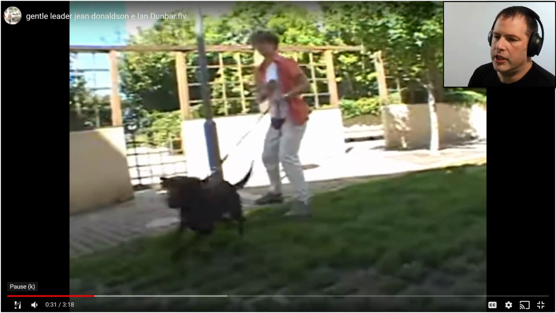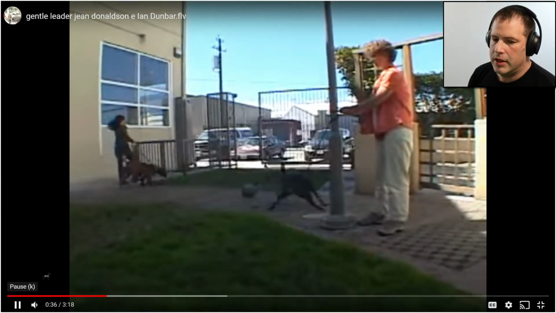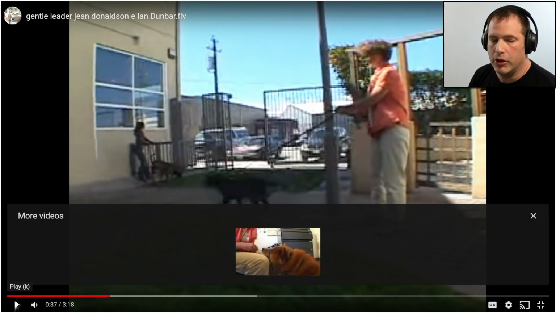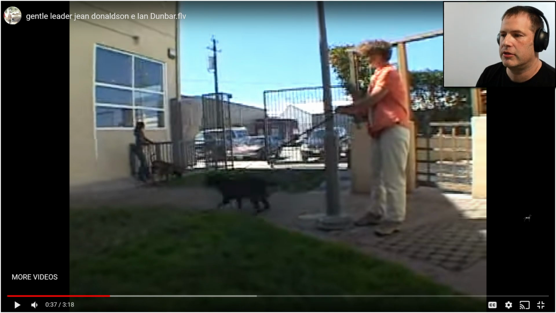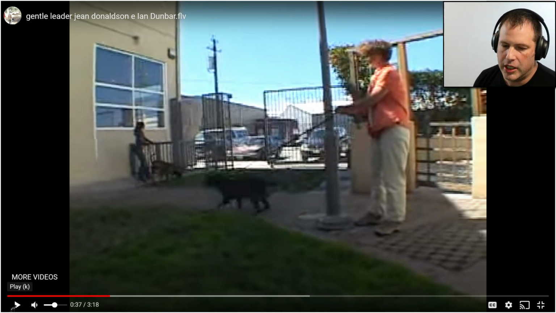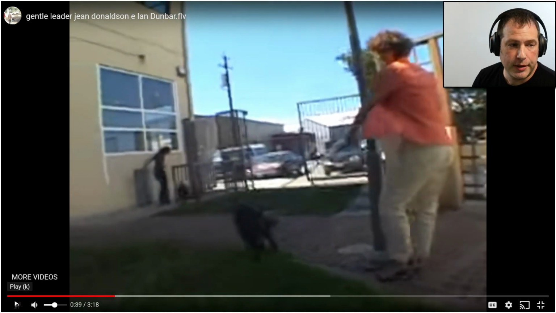So what we have here is a dog that's pulling and reactive. She's using a pole to keep the dog in place. So we're admitting, right, that there are dogs that are hard to even manage. And this person is pretty big, looks healthy in this video, and is having trouble holding the dog, all right?